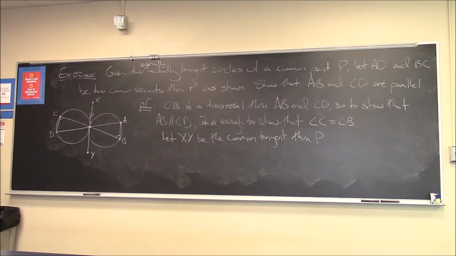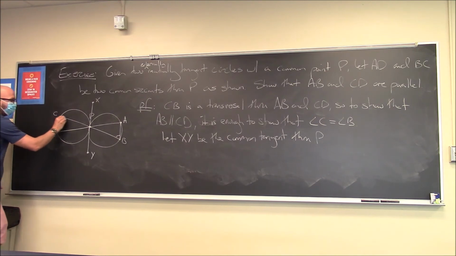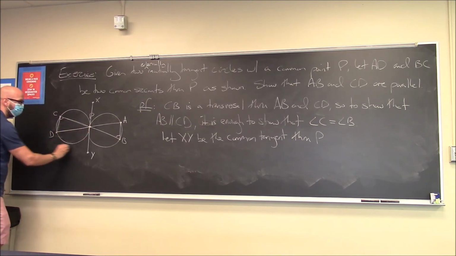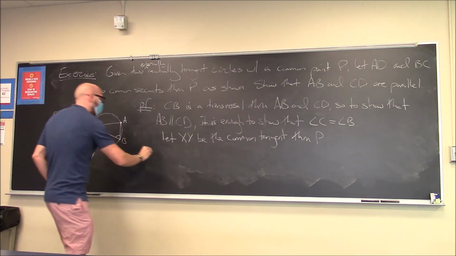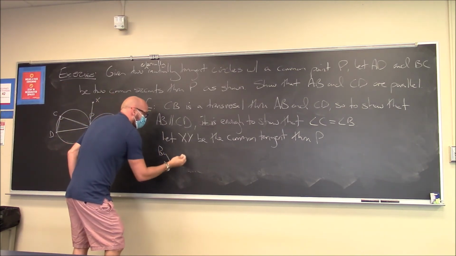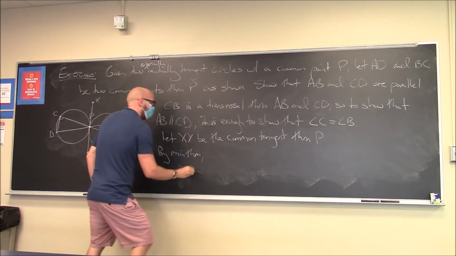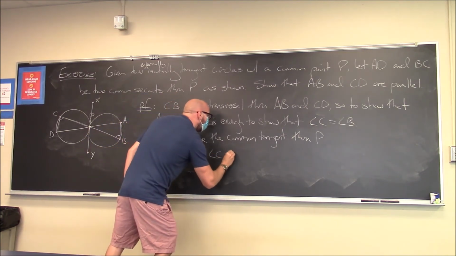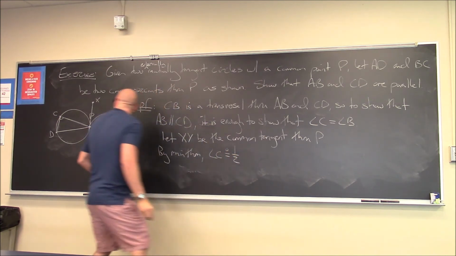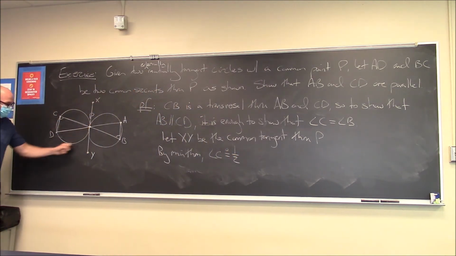What do we have? I want to invoke some stuff about inscribed angles and arc measures. Well, let's go to angle C here. This is an inscribed angle, and it subtends arc DP. So by the main theorem of the whole section, angle C is equal in degrees to 1/2 of its subtended arc DP.